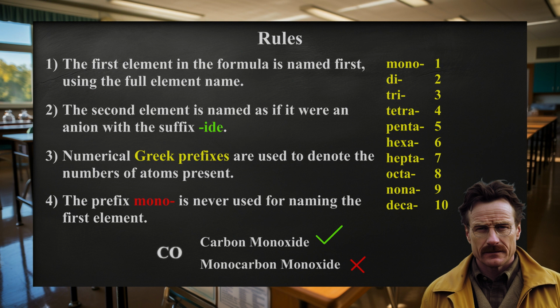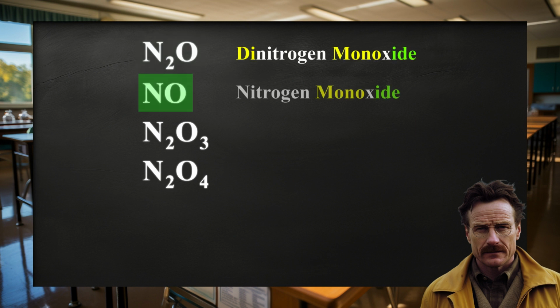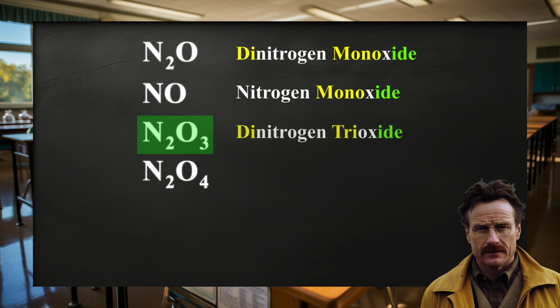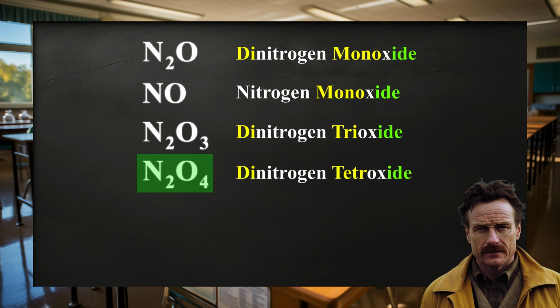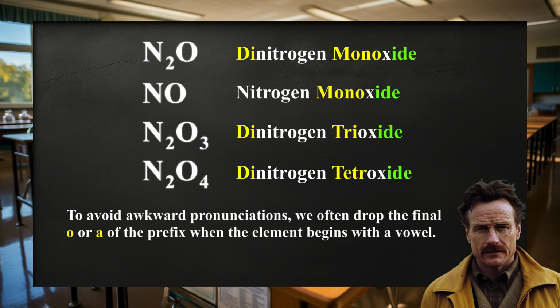To see how these rules apply, we will now consider the names of several covalent compounds formed by nitrogen and oxygen. N2O would be named dinitrogen monoxide. NO would be named nitrogen monoxide. N2O3 would be named dinitrogen trioxide. N2O4 would be named dinitrogen tetroxide. Notice from the preceding examples that to avoid awkward pronunciations, we often drop the final O or A of the prefix when the element begins with a vowel.